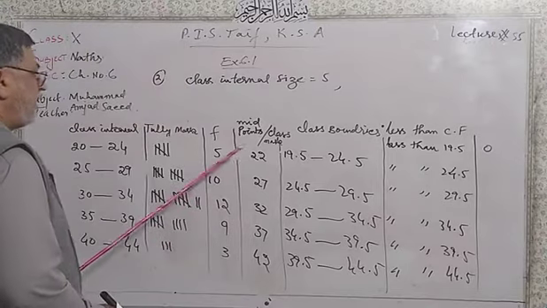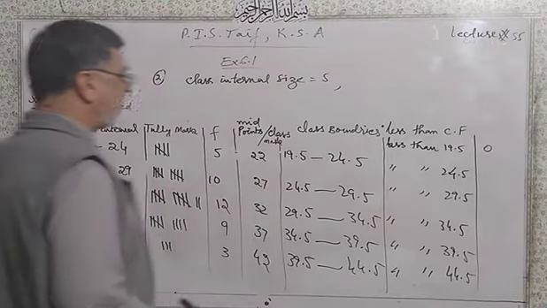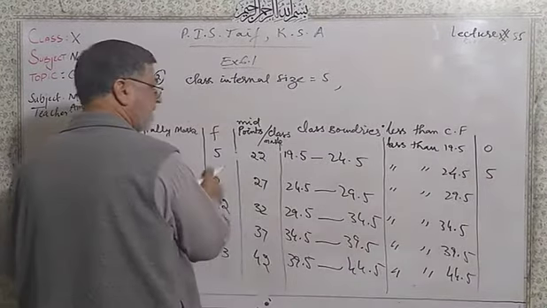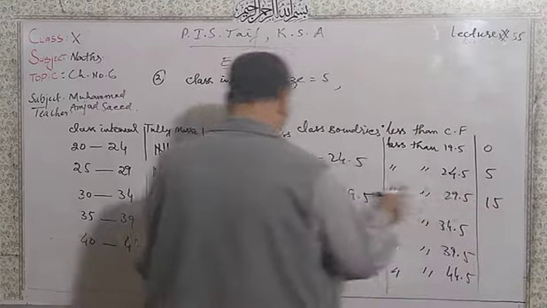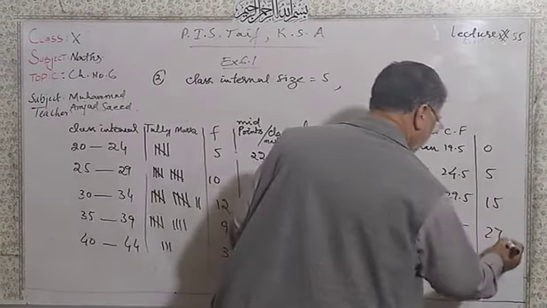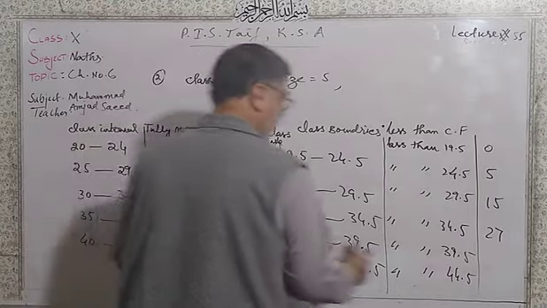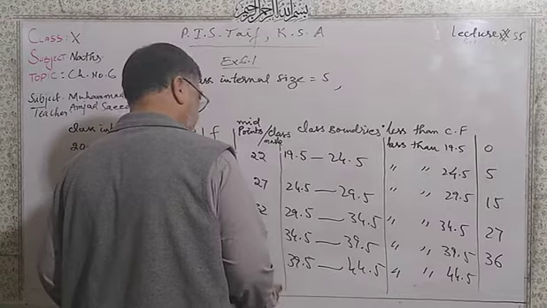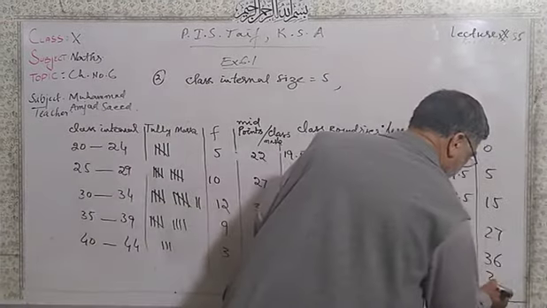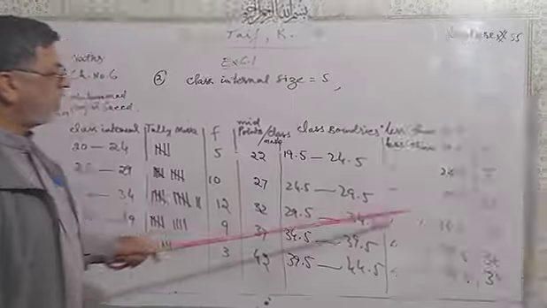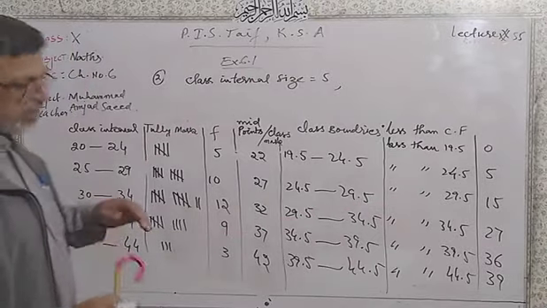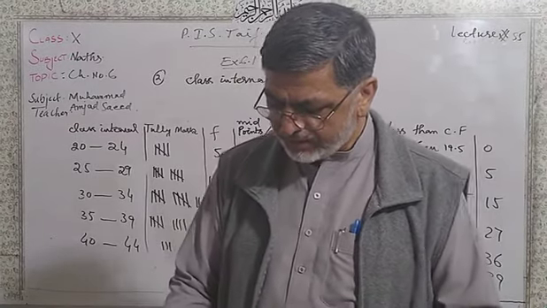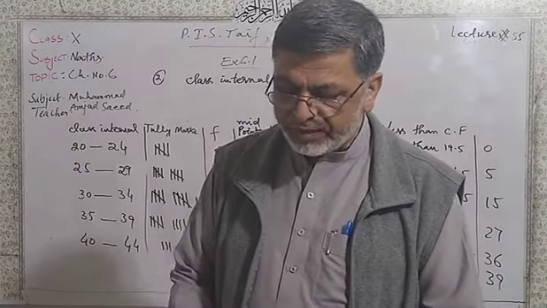And here is less than 24.5, frequency is 5. Then 5 plus 10 is 15. 15 plus 12 is 27. 27 plus 9 is 36. And 36 plus 3 is 39. So dear students, this is your required question number 2. I hope that you understood this question. You can solve question number 4 by yourself.